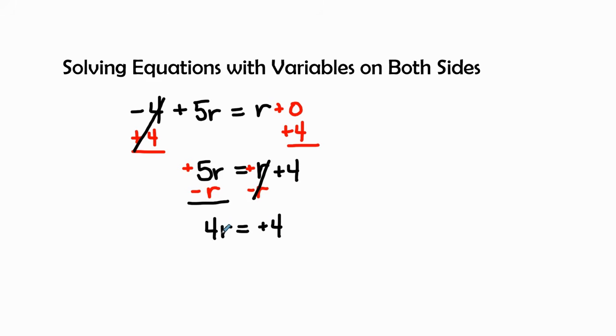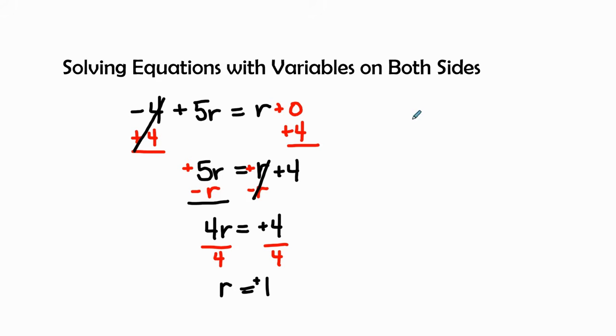Now I ask myself, what's attached to this r? A 4. How? It's attached by multiplication. So I'm going to divide both sides by 4. The opposite of multiplication is division. And what I do on one side, I do on the other side. Now I get 4 divided by 4 gives me r by itself, or 1r. And then 4 divided by 4 gives me a +1 as my solution.